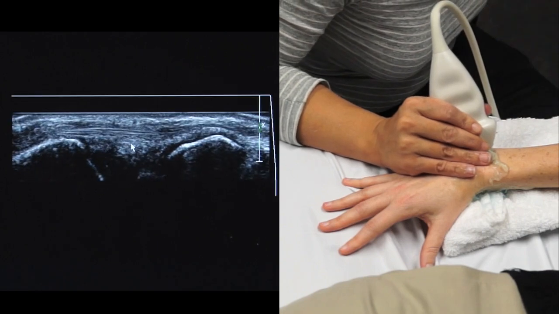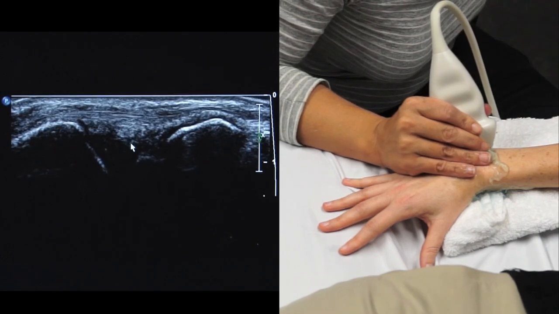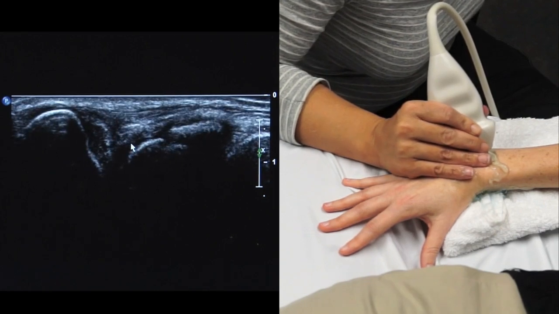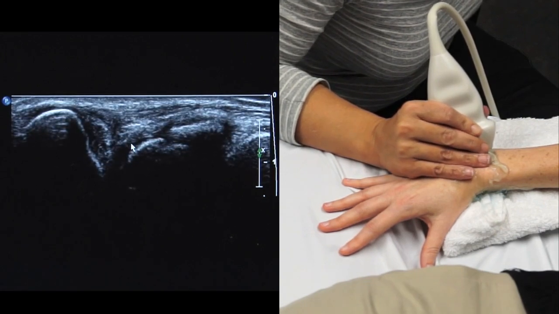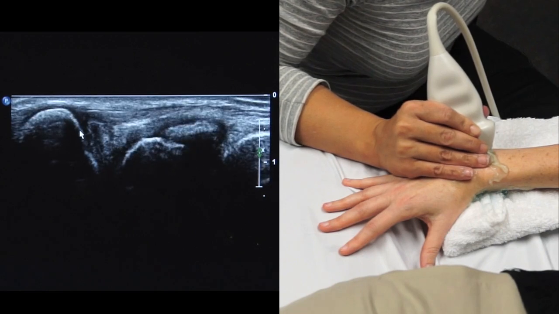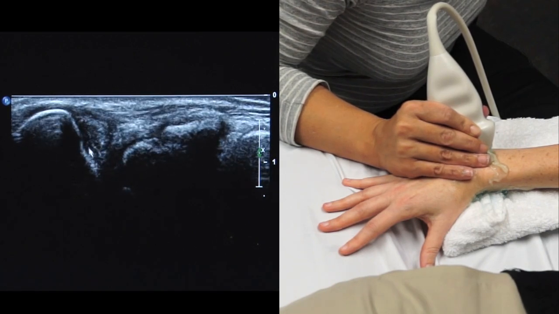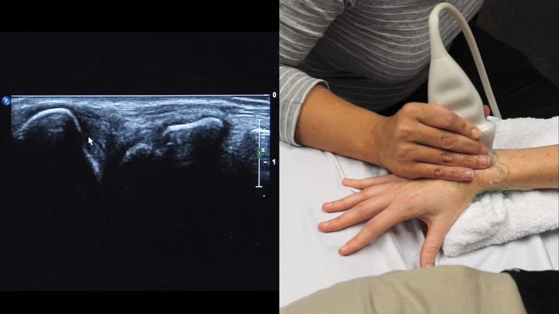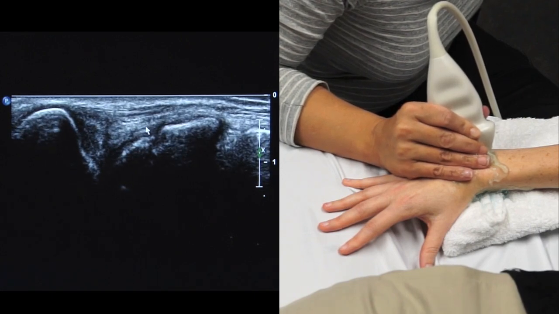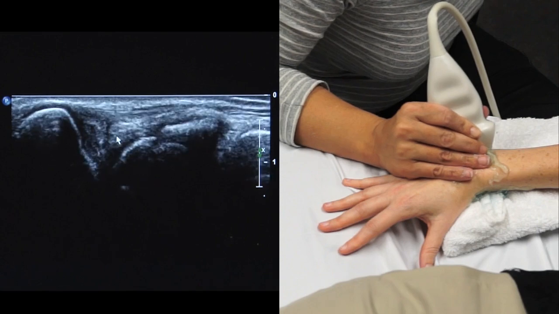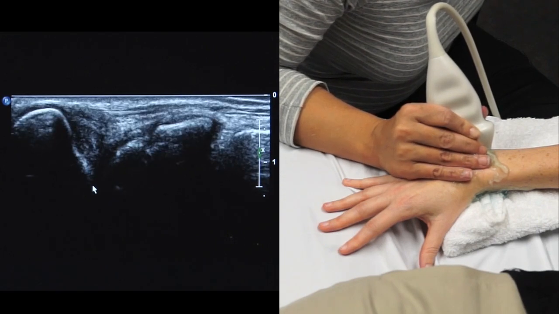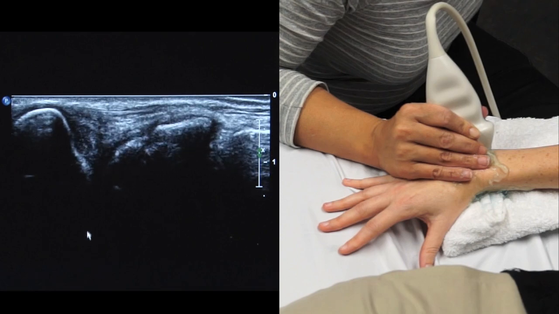Let me just change the depth here. Move the focus down. And you can even adjust your gain. Okay, and the TFC is this structure that is right up against the distal ulna, not to be confused with the meniscal homologue. And there is a deeper portion of this that dives down to attach to the radius.